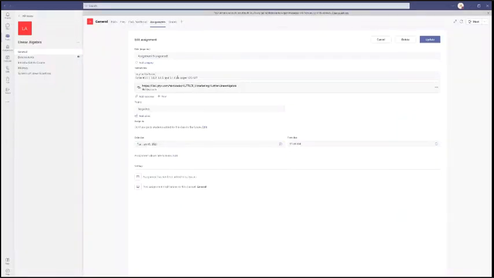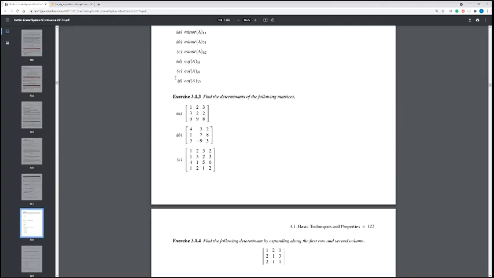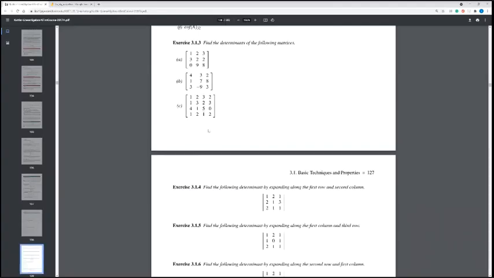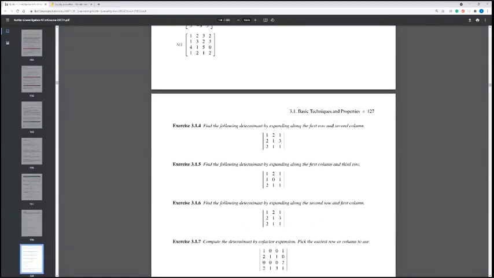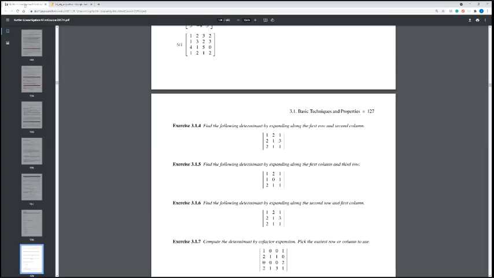3.1.4. Okay, they said find the following determinant by expanding along the first row and the second column. I'm going to do it one way only, either the first row or the second column. Maybe I'll do it with respect to a column, because I haven't done a column yet, just to show you how it works. In fact, it works exactly the same as for a row. So I will copy it and then share it with you.